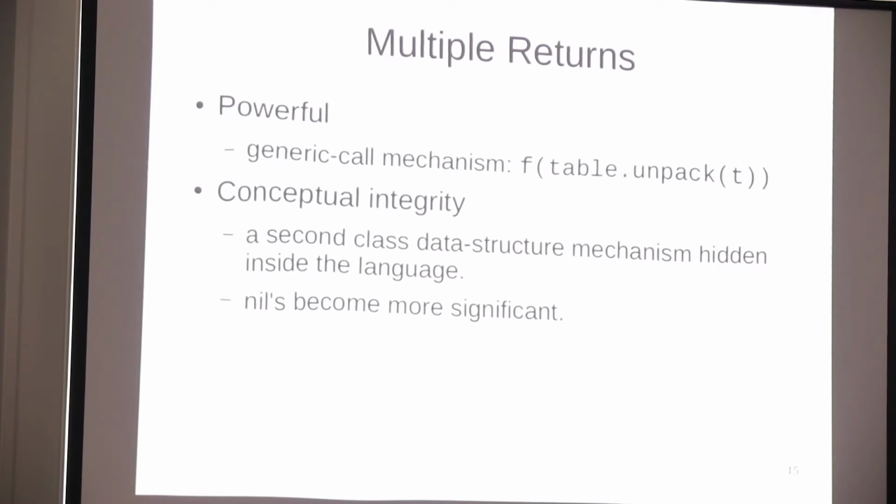But it does have some problems, some hidden costs. One is this kind of conceptual integrity, because multiple returns is a kind of a data structure, not exactly a data structure, but a restricted kind of data structure that is second class in the language. For instance, sometimes you can pass those multiple returns as multiple arguments to a function, sometimes you cannot. Sometimes you can do other stuff with those parameters, most of the time you cannot.